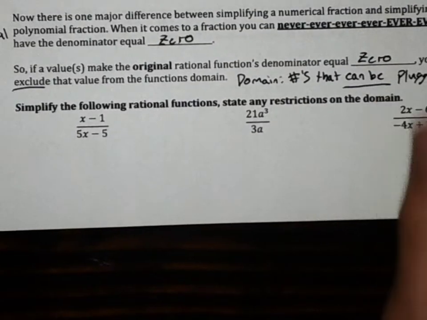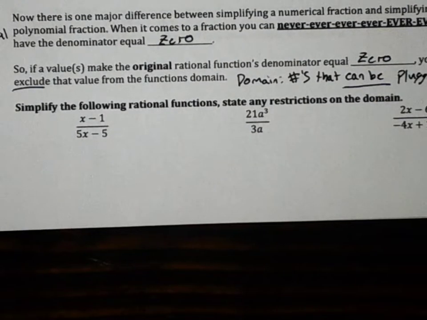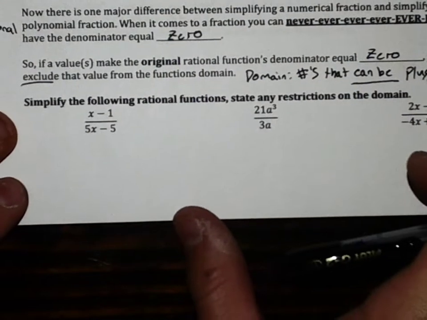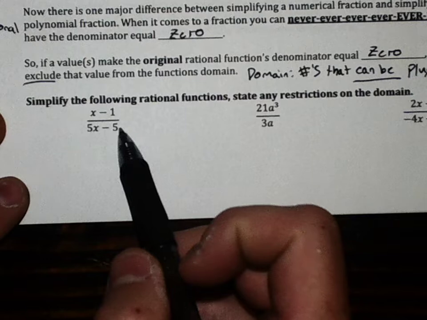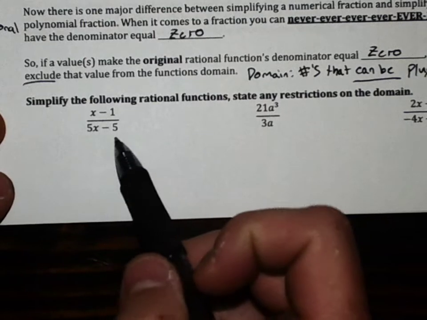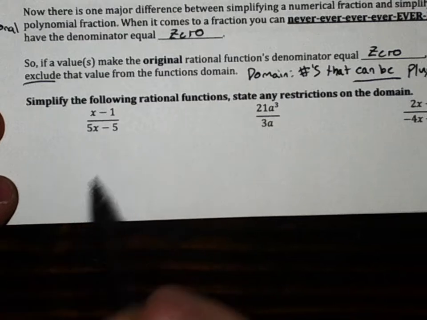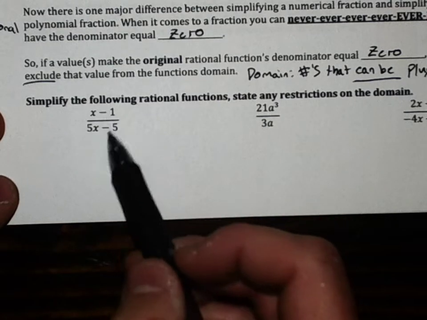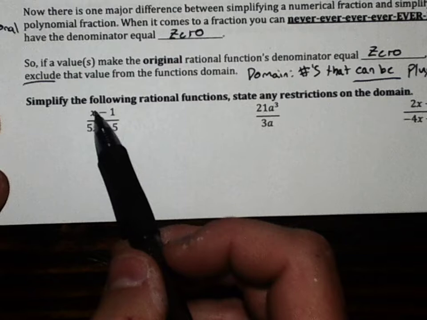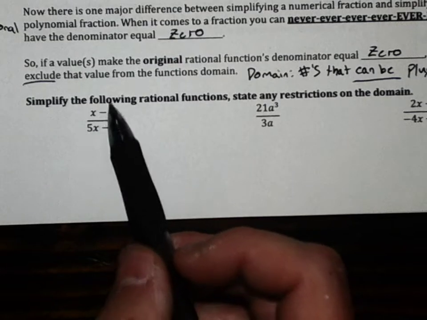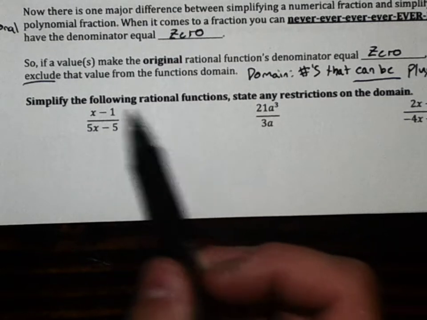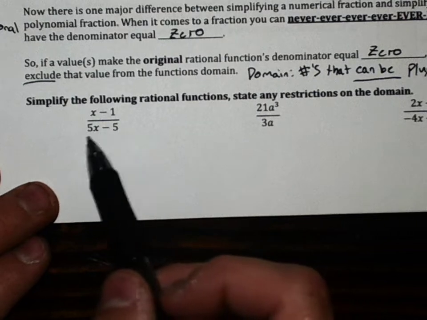It's an expression because it's not equal to anything. But this is our first rational expression, our first rational equation. X minus 1 divided by 5x minus 5. Factor. Factoring is going to be extremely important. Let's look at these. Can I factor x minus 1? Well, no, I can't. There's nothing in common. It's not a quadratic. You can't factor it. But what about 5x minus 5?